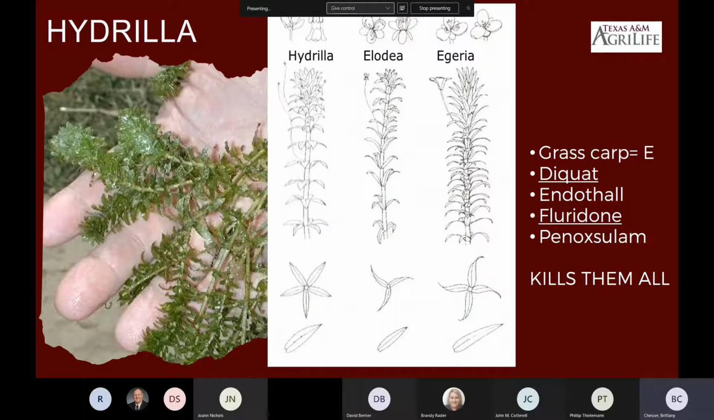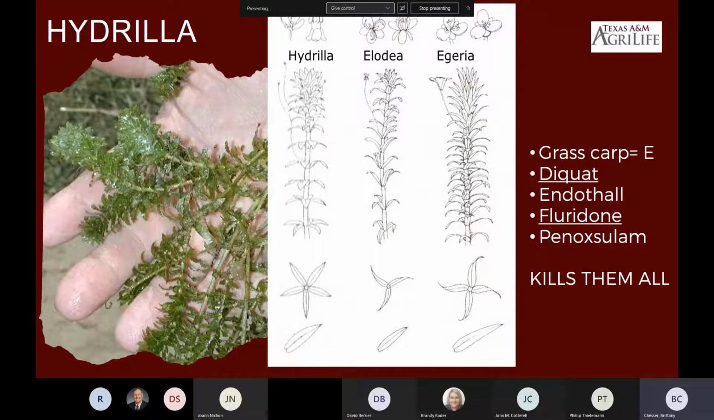This may not be something that you're interested in or you really want to do, but if you know it's one of the three of these, they all have the same treatment options. So grass carp likes to eat all three of these. They're excellent in terms of control. And then we have Diquat, which again is going to be your lower cost contact herbicide. And then we have Fluridone, which is your higher cost systemic herbicide.